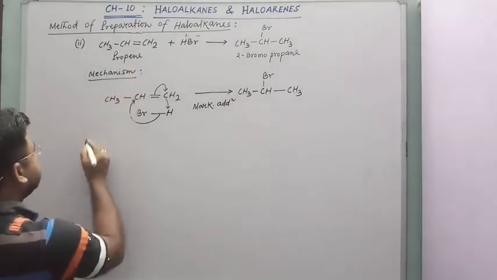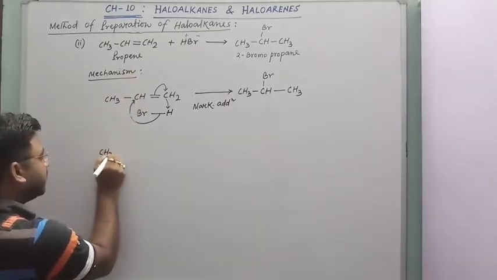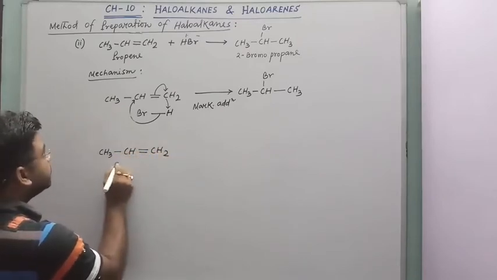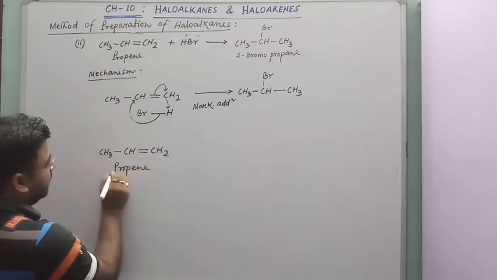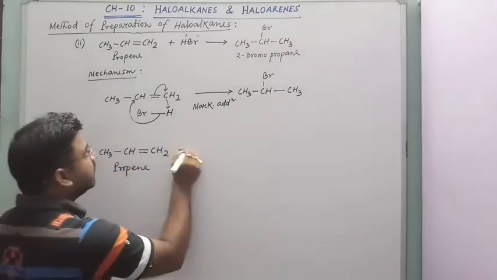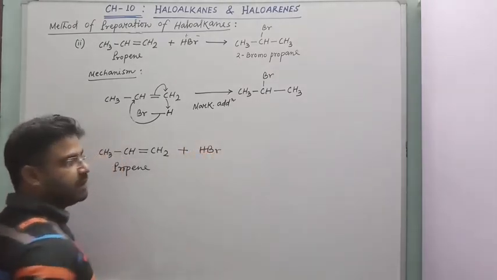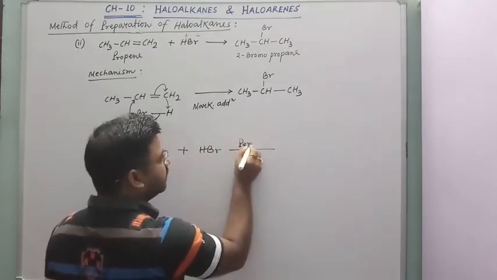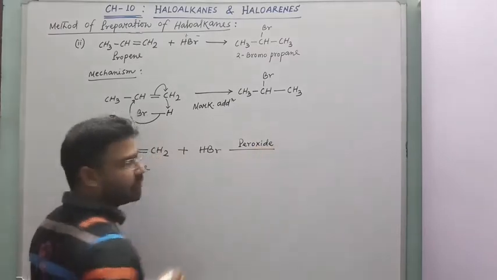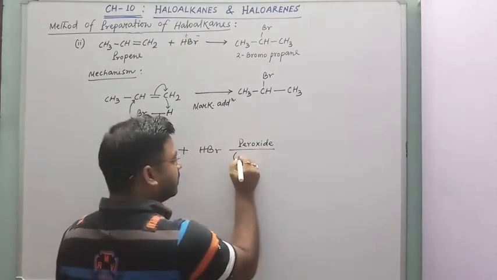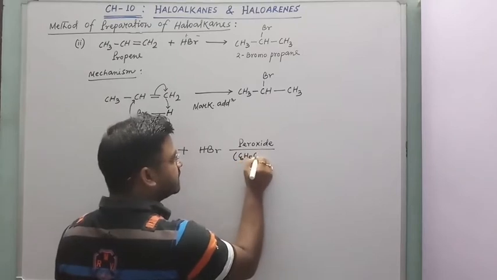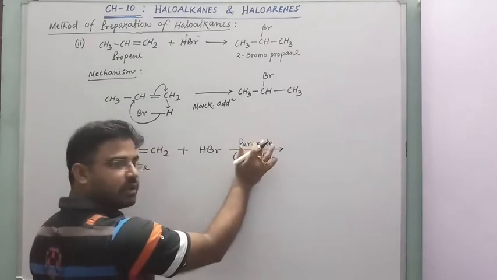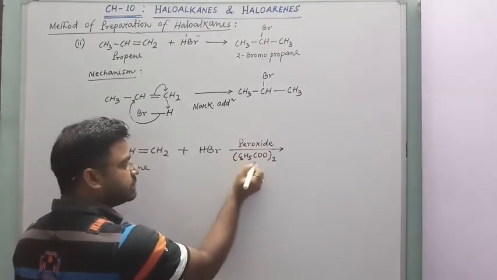See, to see the same reaction, CH3, CH double bond, CH2. This is propene, an unsymmetrical alkene, which reacts with HBr, a halogen acid, in presence of peroxide. Here you can write peroxide, or you can write the name of a peroxide, C6H5COO-O2. Either writing only peroxide or giving an example of a peroxide is fine. This is benzoyl peroxide.